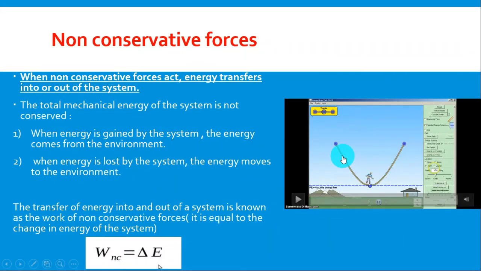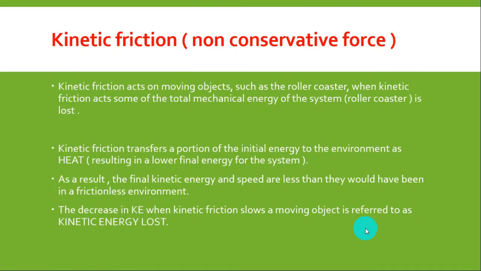And for example, if he starts here, he cannot reach the same point here. He will reach a point less height than the first point because some of the energy is lost while he's moving in this case of friction. In the first case, there was no friction, so he will continue moving without stopping because the energy is not lost. Here you saw in this example, because of friction, at the end he stopped here because he lost all his energy to the surrounding as friction. The decrease in kinetic energy when kinetic friction slows a moving object is referred to as kinetic energy loss.